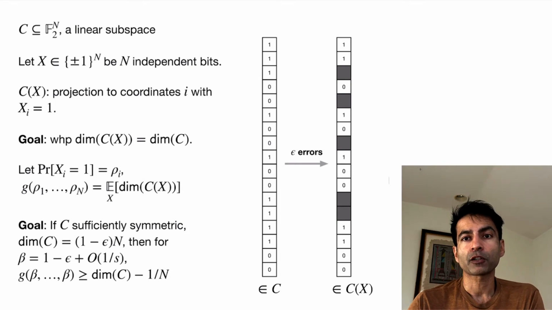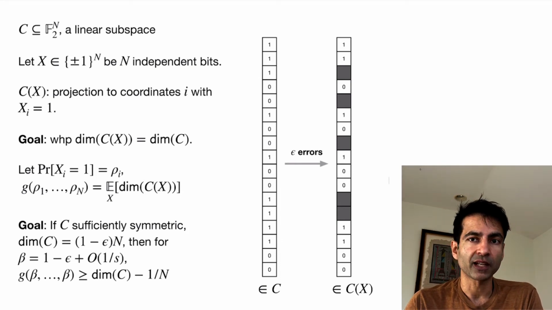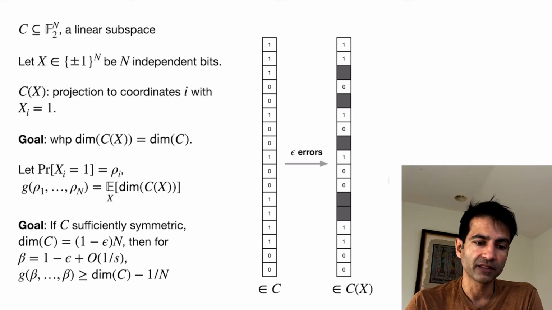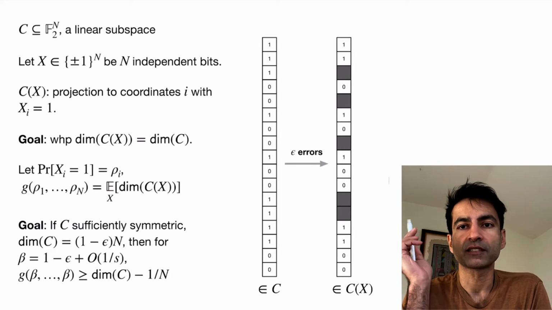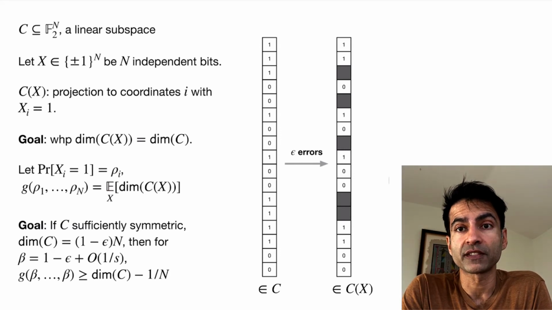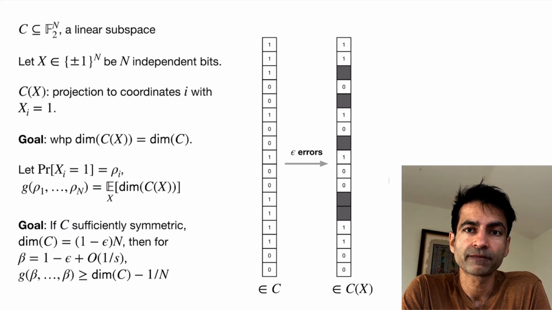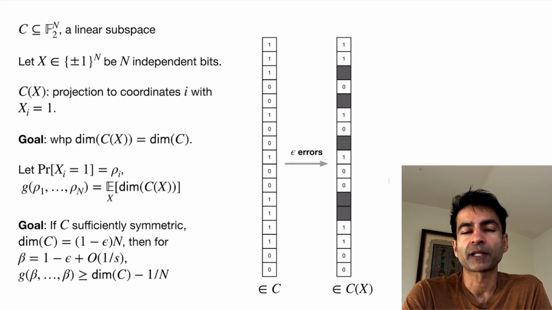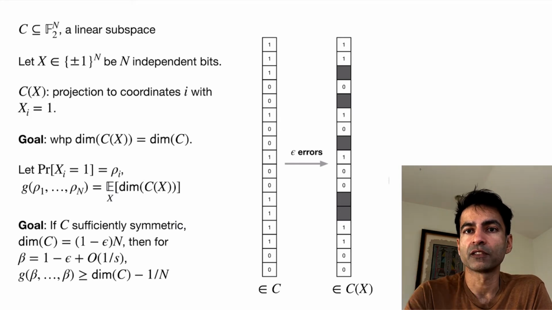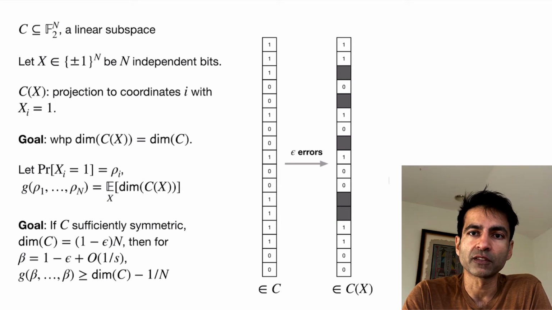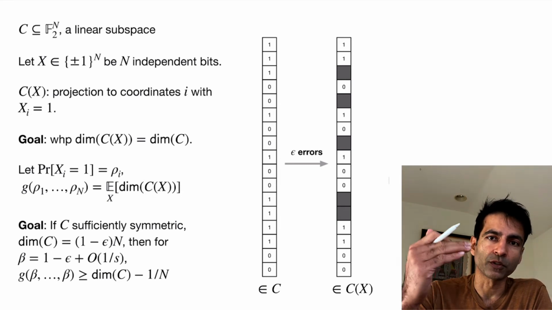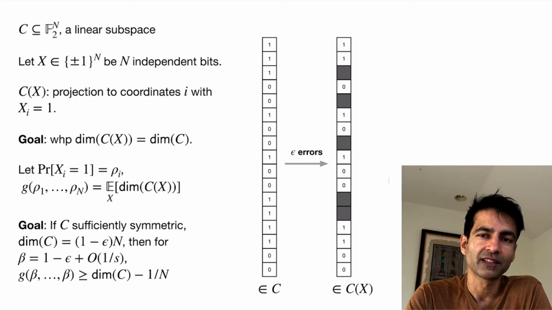Now, applying Markov's inequality, what this implies is that with high probability, the dimension of C(x) is going to be equal to the dimension of C. So if you can show that the expected dimension is very close to the dimension of C, then with high probability, it's going to be equal to the dimension of C, because when it's not equal, it's going to go down by 1, at least.